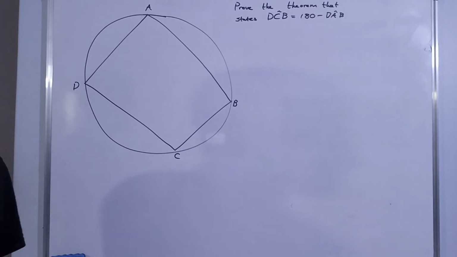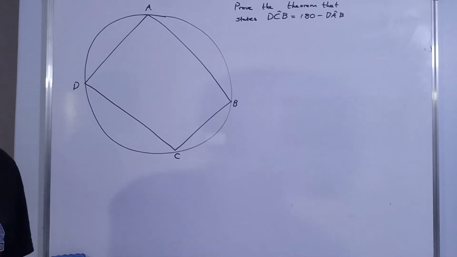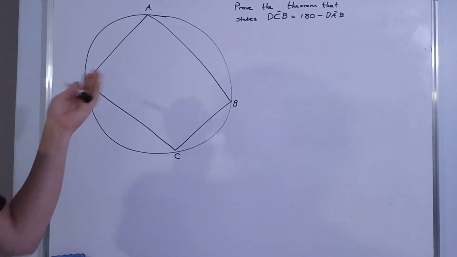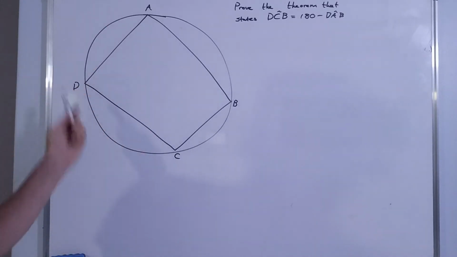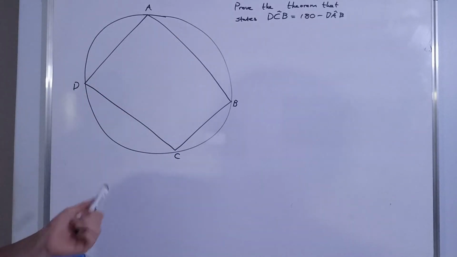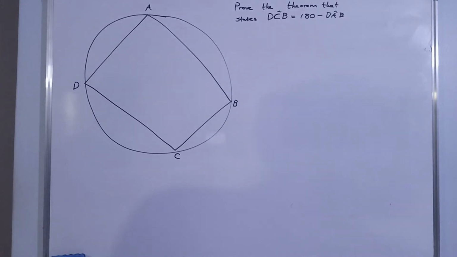All right, learners, so what we're looking at here is the proof of the theorem: opposite angles of a cyclic quadrilateral are supplementary, or they add up to 180, of course. What we would see in the exam is we would be given this diagram, and we would be given the instruction, prove the theorem that states that DCB equals 180 minus DAB. That's in this case with the labels that I've given these vertices. It could be something different.